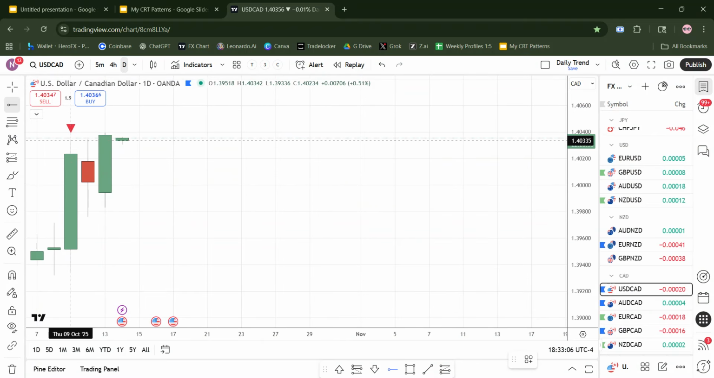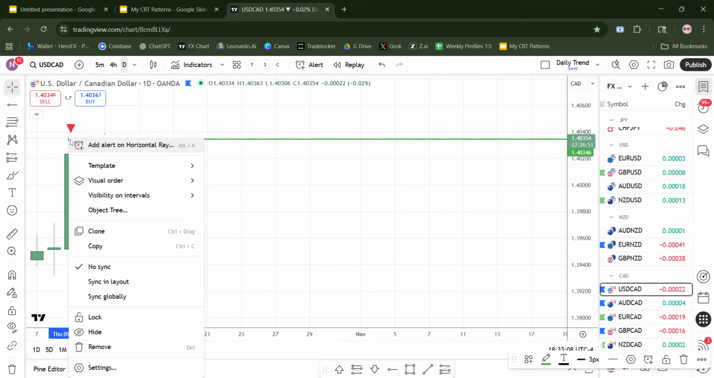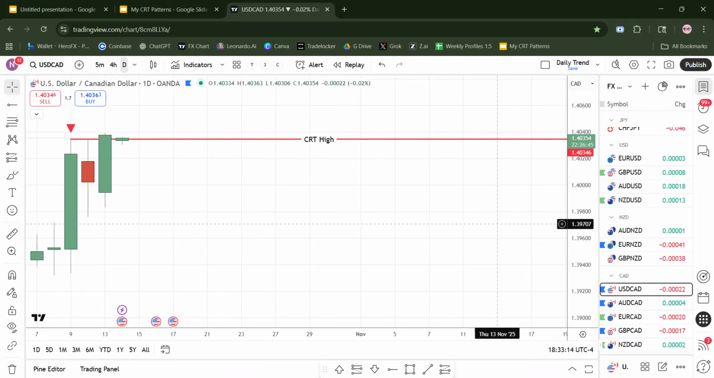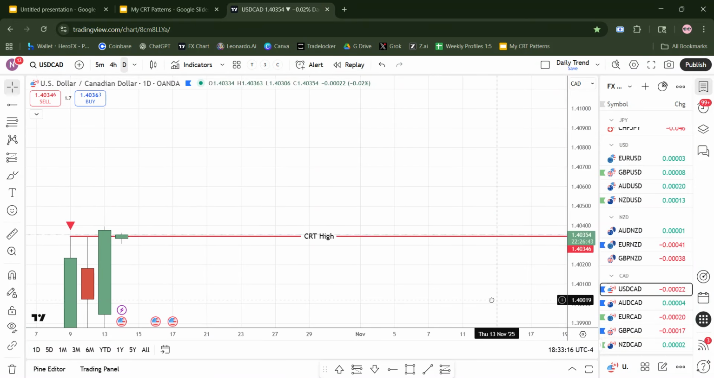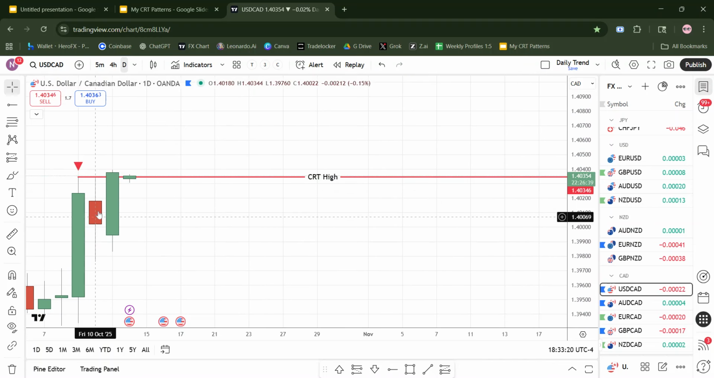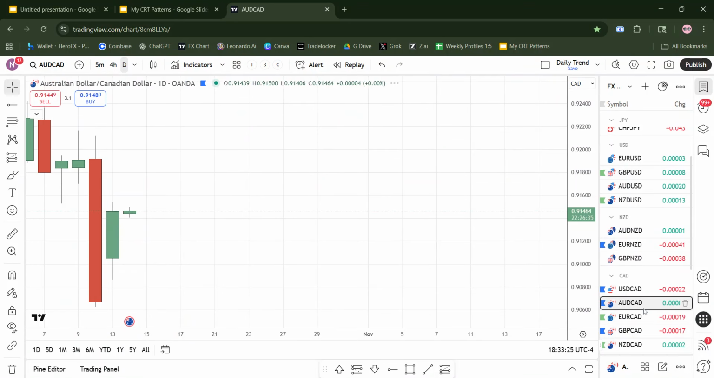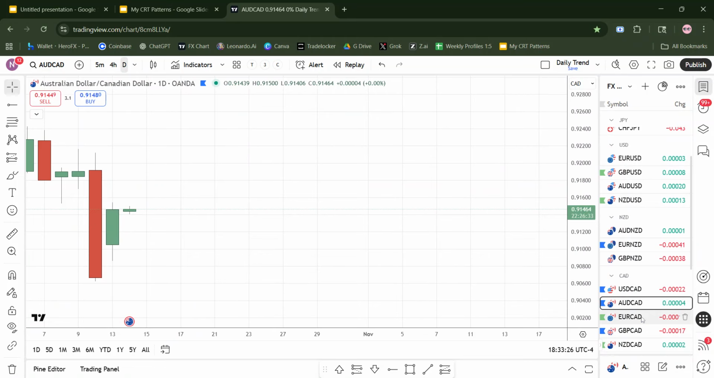This one, possibly. So I mean, it's either going to break out or not. Like I said, this is one of the ones where you use the 10 pip rule, or this move possibly could already be over. That might have been the best move to the downside you're going to get. You never know. Nothing there. I'll just do one more.